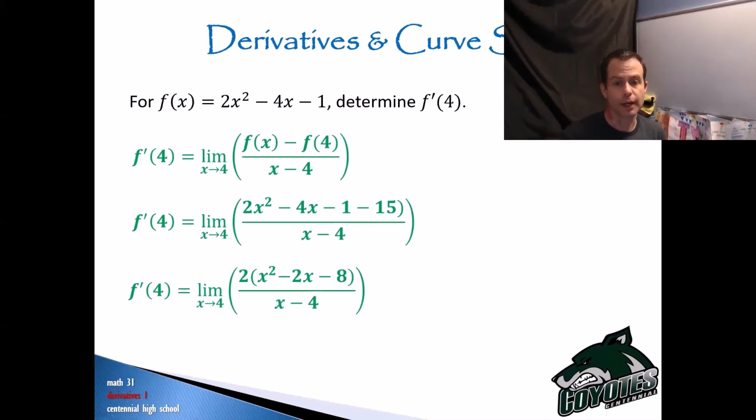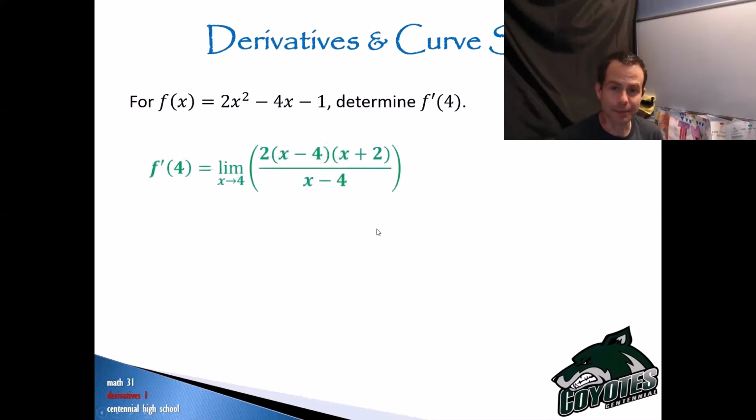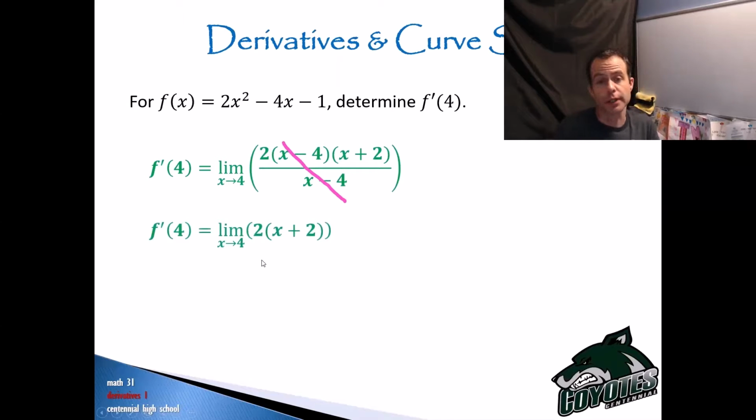Okay, so what I've done now is I factored out the 2, and now I'm going to try and factor the trinomial. Two numbers that multiply together to give me -6 and add together to give me -2 would be -4 and +2. Okay, so I go ahead and factor that. And now my x minus 4s will divide each other out. I've gotten rid of my problem. That leaves me with 2 times x plus 2, and now I can substitute 4 in there. So if I substitute 4 in there, I get 4 plus 2 is 6 times 2 is 12. So f prime at 4 is 12.